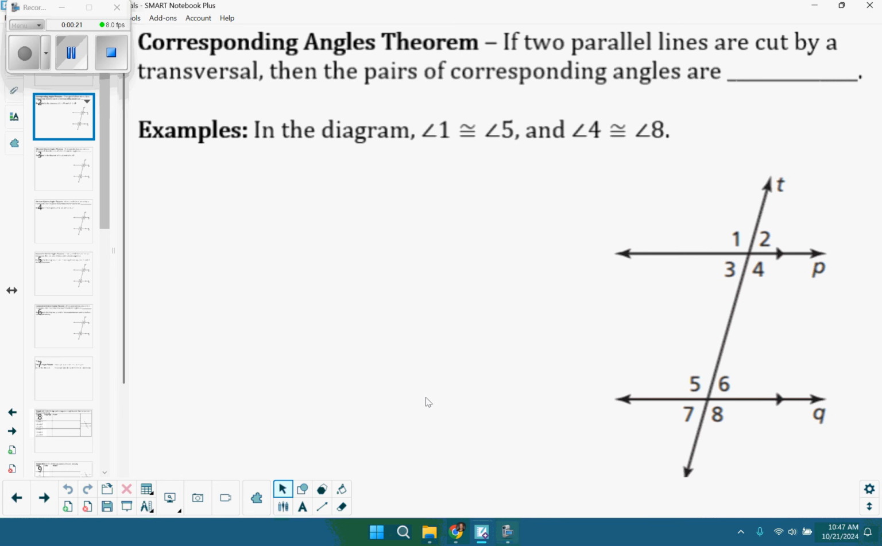So the corresponding angles theorem says if parallel lines are cut by a transversal, then the pairs of corresponding angles are congruent. So in our picture, angle 1 would be congruent to angle 5 if my lines are parallel, which I know they are because of these marks. Also, angle 4 would be congruent to angle 8, 2 and 6, also 3 and 7.